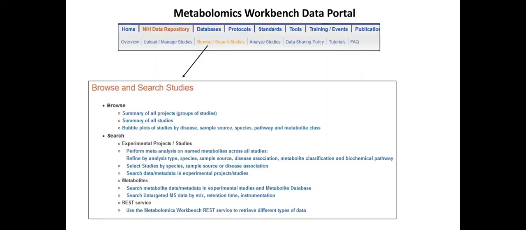Next slide, please. So now going to the actual different parts of the website, the most prominent one from a user perspective is browsing and searching through the different studies, where we can browse them and search based on different aspects, and also use REST services to fetch the data and metadata from Metabolomics Workbench. Next, please.